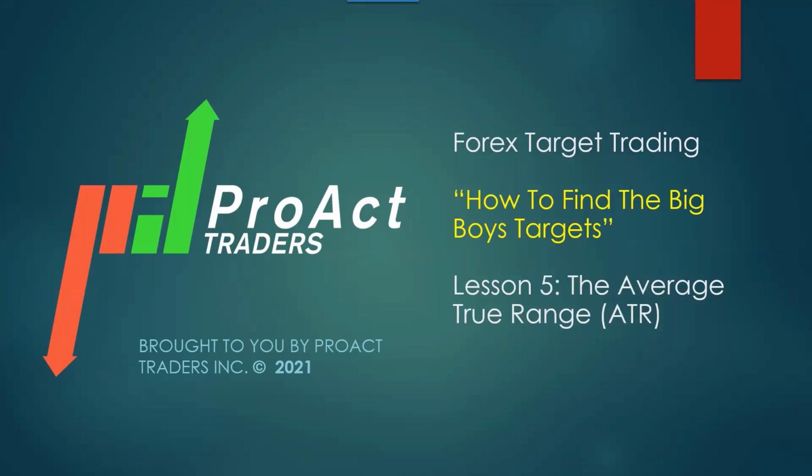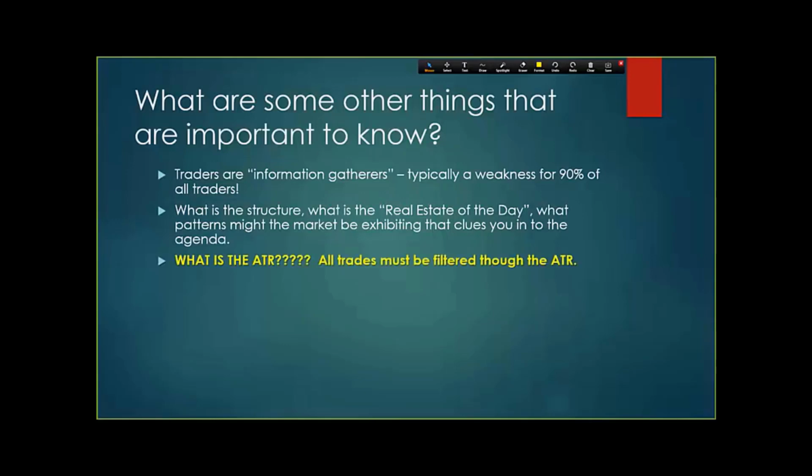This is lesson 5 in a 7-lesson series, how to find the big boys' targets. And lesson 5 is understanding the average true range. It's going to be one of your first things you're going to use in order to find the big boys' targets. So let's go see how we use it. There's some other things we've got to look for.